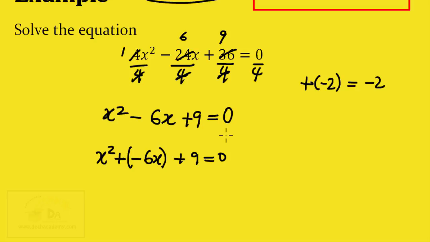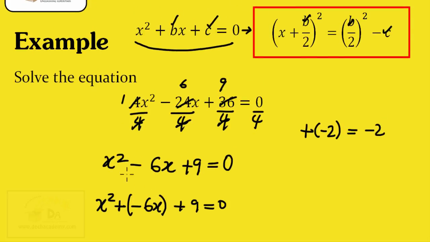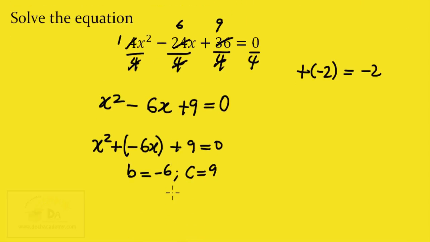So now we can easily determine, by comparing the coefficient of x in the general form to the current equation, that b is minus 6. And by comparing the constant terms, c is clearly 9. So we have all we need to apply the method of completing the square.